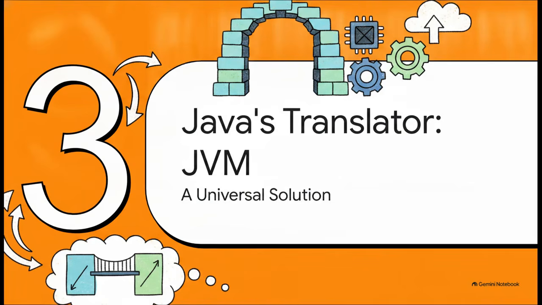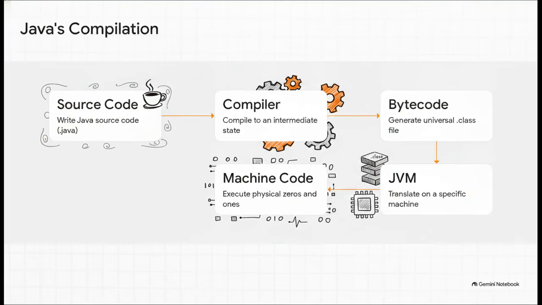Section 3, Java's translator, the JVM. Let's look at how the creators of Java totally flipped the script to bypass this massive bottleneck. Instead of compiling straight down to machine code, Java introduced this ingenious two-step flow. You write your Java file. The compiler translates it. But, and here's the kicker, not into zeros and ones. It translates it into an intermediate state called bytecode. Then a brand new piece of software called the JVM steps in to take that bytecode the rest of the way.